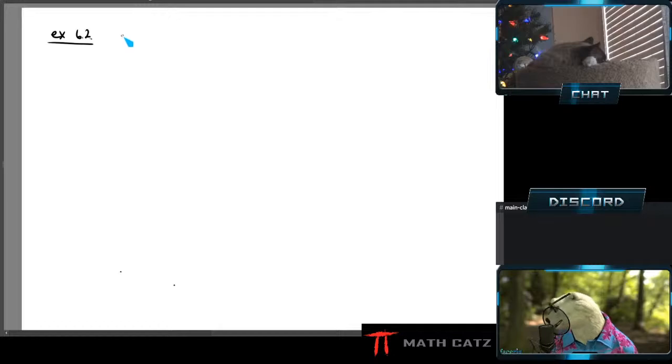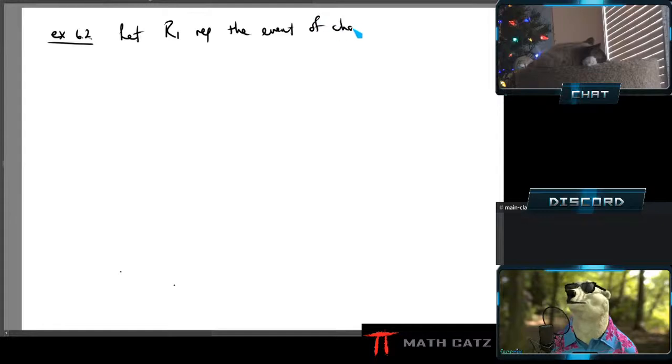Now, for simplicity, and habit really, I do like to make names for my events, but again, if you can be clear with just a few little words, that's okay too. I'm going to say let R1, because there's a first and a second selection, I need to put a number on which one's first, which one's second. Let R1 represent the event of choosing red first.